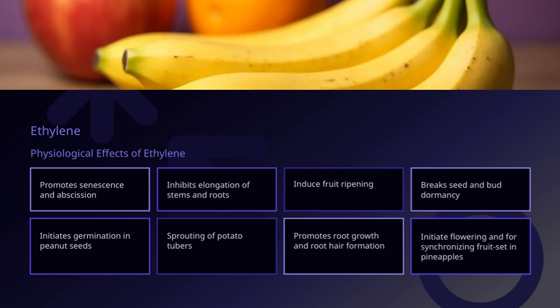Overall, ethylene is a versatile hormone that manages key transitions in a plant's life cycle, aligning growth, development, and even aging with environmental cues and internal needs.